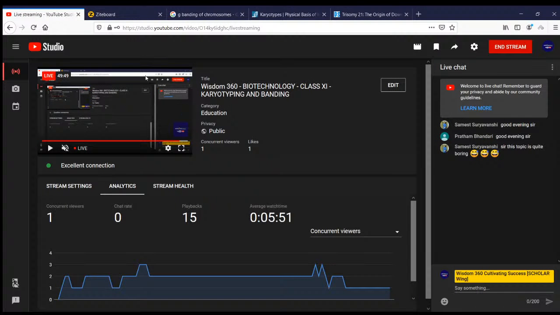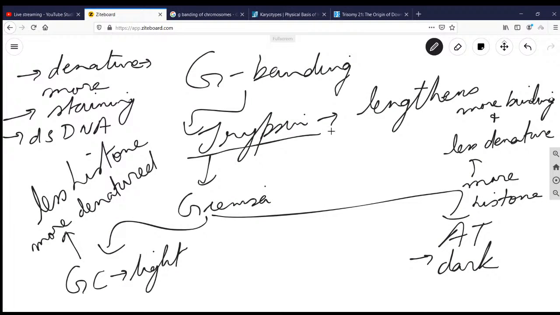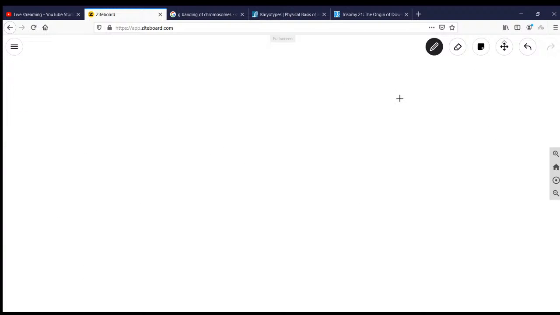Then we'll come to one good question: why is G banding not used in plants? Because of the human mitotic chromosome, G banding, again a good question for NEET.